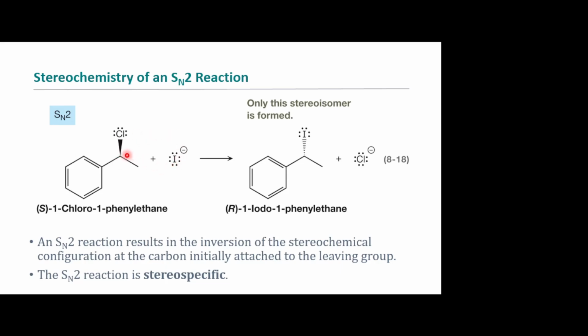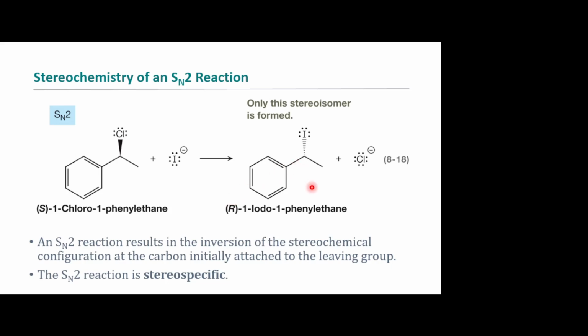So we attack from the opposite side. In this case, with the chloride coming out towards you, the iodide would come and attack like this. And so you're going to end up with the iodine on the exact opposite side. It's going to invert your stereochemistry, and so you went from an S, 1-chloro, to an R, 1-iodo.